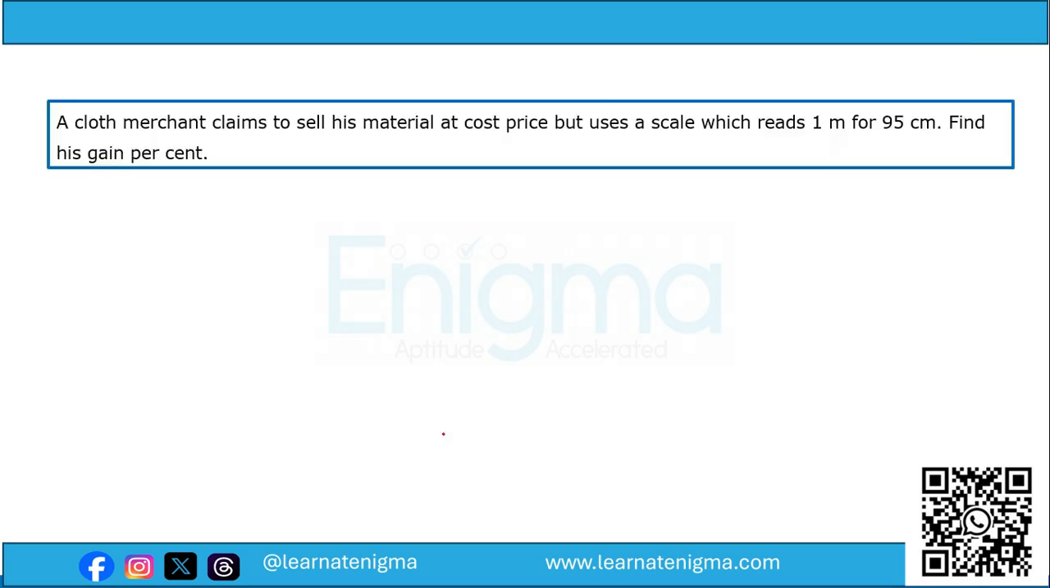A cloth merchant claims to sell his material at cost price, but uses a scale which reads 1 meter for 95 centimeters. Find his gain percentage. Now, let's assume the cost price of the cloth as 100 rupees per meter, or we can say rupee 1 per centimeter.